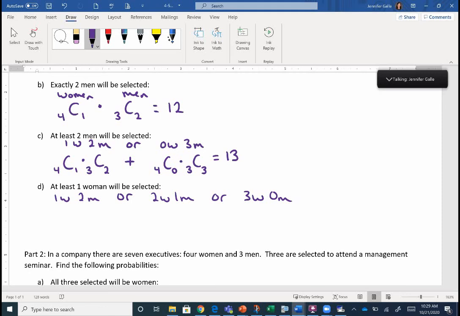And this is an okay way to do it. I know you see that at least. You're like, oh, isn't that something to do with the complement? Yeah, we can. And I want to show you that way as well. It's kind of a little shortcut.